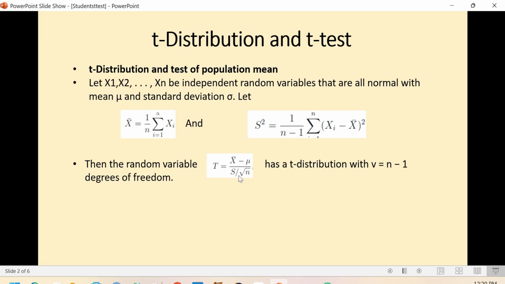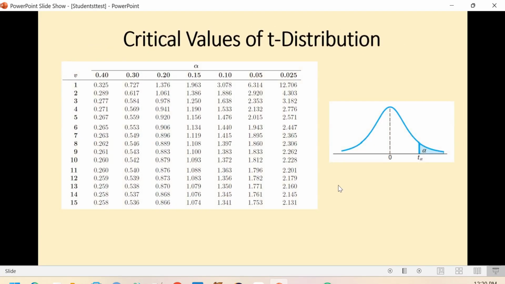In a small sample size, usually we use a t-test, and the t-distribution has a parameter for degrees of freedom. This is the t-distribution table, and from this table we can get either the critical value for t, or we can get the p-value from a given t-value. This is the alpha associated with the t-value, so we call it t-alpha.